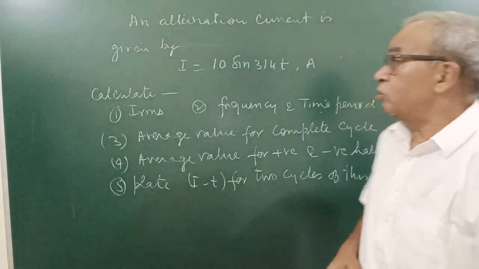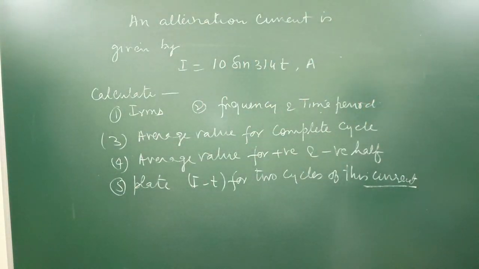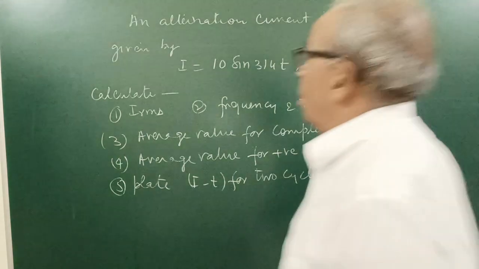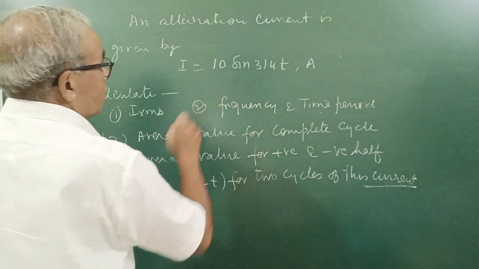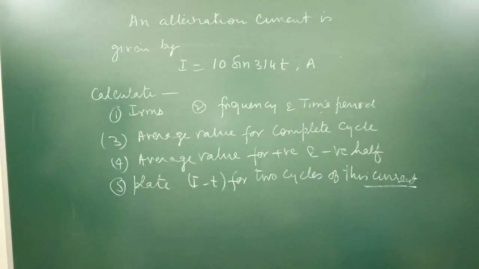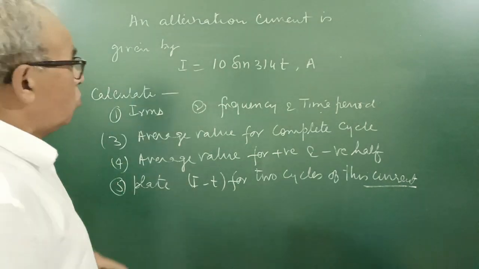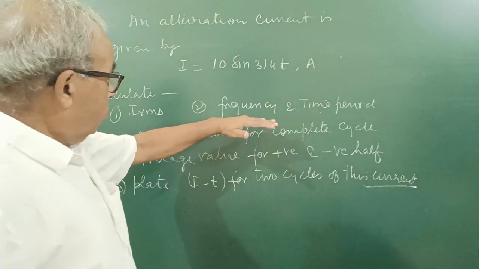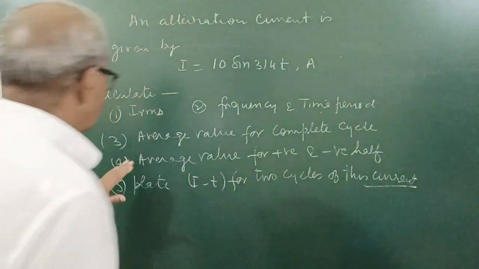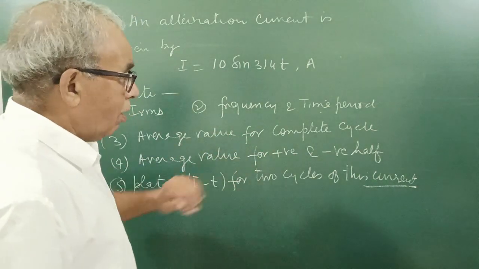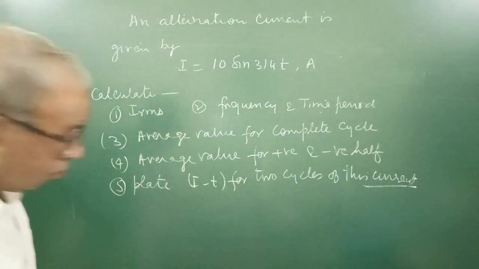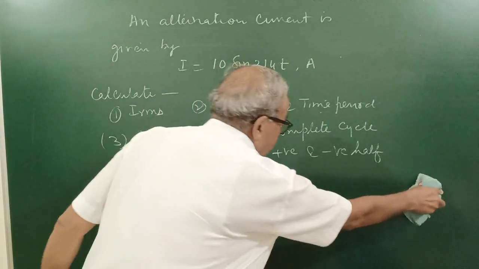Yes, ma'am, there is a question here, just to understand what we have learned till now. An alternating current is given by I equal to 10 sine 314 t. You are asked to calculate the RMS value of current, frequency and time period, average value for one complete cycle, average value for positive half and negative half.